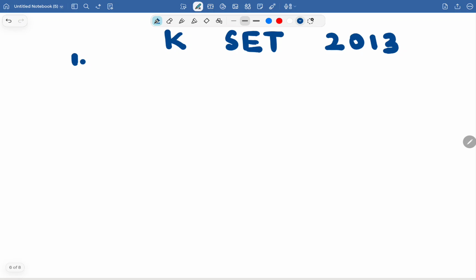Today I am going to discuss a problem from KSET 2013 Mathematical Science question paper. This is from Karnataka SET Mathematical Science question paper from the year 2013. I am going to solve the problem and discuss the problems one by one, starting from problem 1.